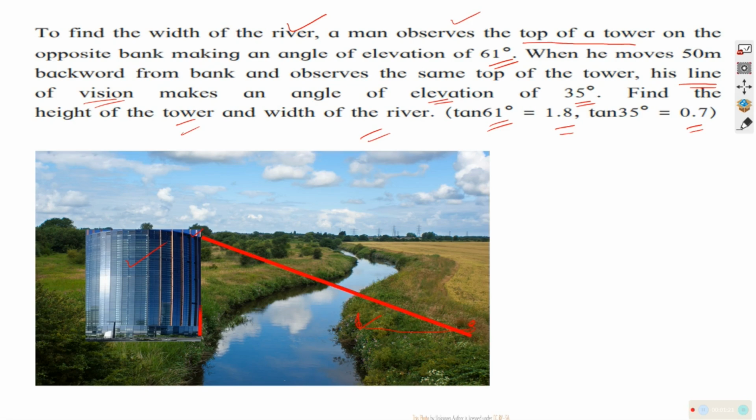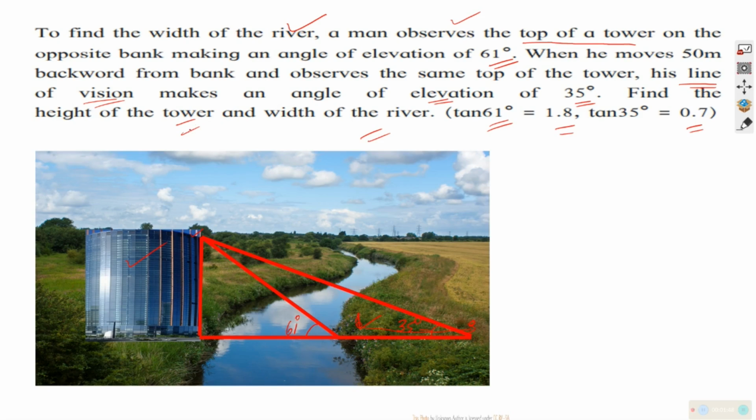So somewhere like this, he was standing here and observing it from two locations. First at the bank of the river, immediately at the river, then moving 50 meters away from the river bank. So this way we can draw the diagram and apply trigonometry. What is given here is the first observation angle, which is equal to 61 degrees, and the second observation angle, which is equal to 35 degrees.